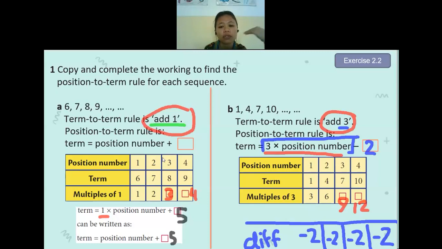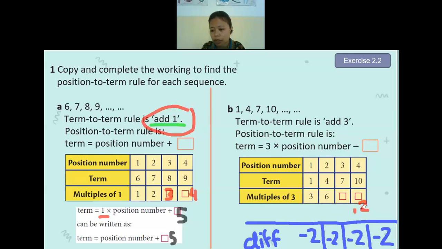You still get confused? The term to term rule is finding the difference only. Okay, I will try to erase everything then. Maybe you can mute your mic first. I will try to repeat again.